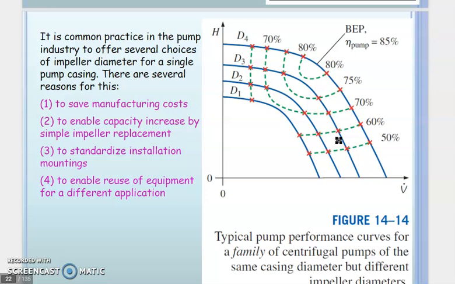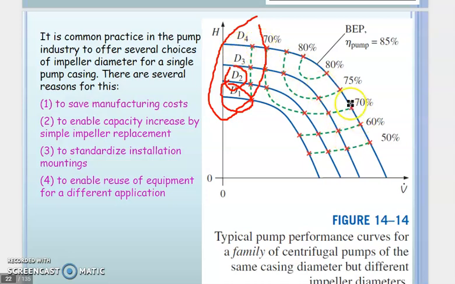Because of what? Because we want to save manufacturing costs. Okay, and then the one that we change is actually only the diameter of the impeller. So that's why here you see you have D1. Okay, this is D1, D2, and now of course D3 and D4. So basically you have different diameters but the same casing, same base. Okay, I mean same configuration but only different diameter of impeller. So if you see here, different diameter of impeller produces different head.